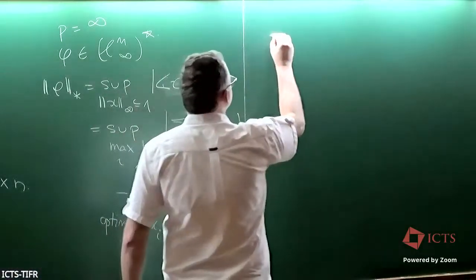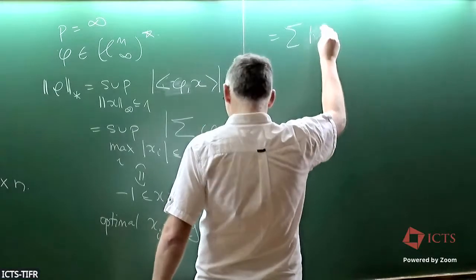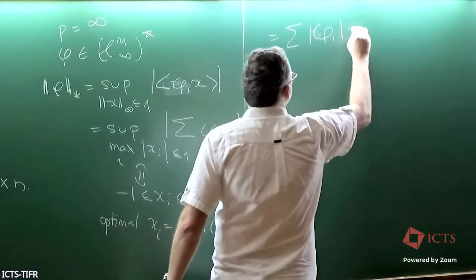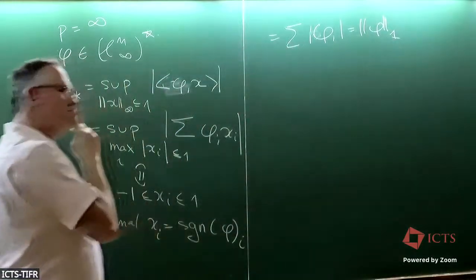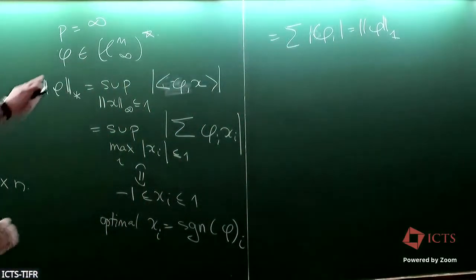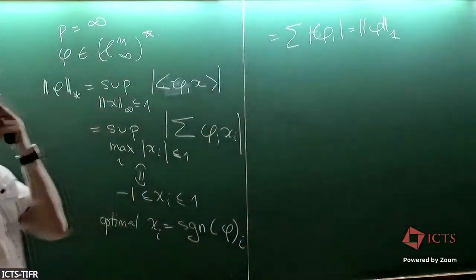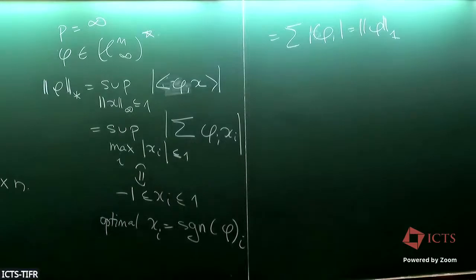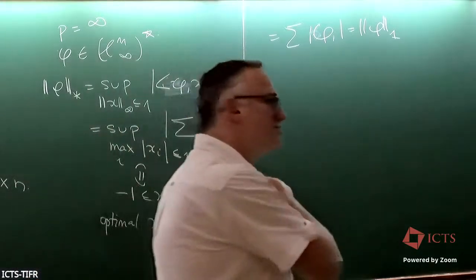So what I get is just the sum of the absolute values of phi, which is the one norm of phi. That's how I went from this P equals infinity to Q equals 1. This is how duality works. Okay, does this help?